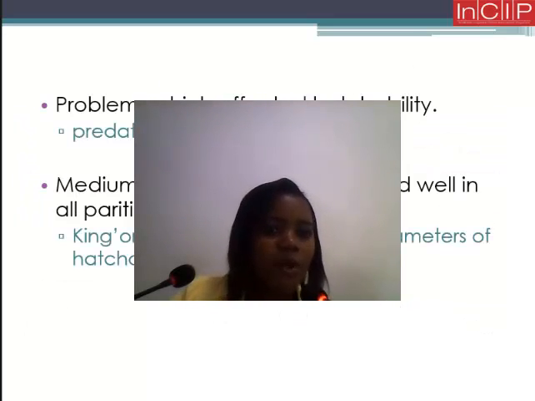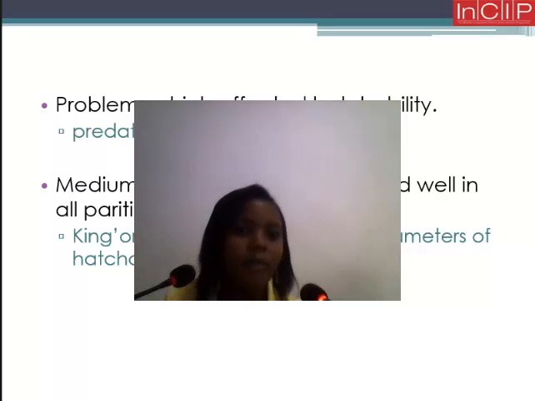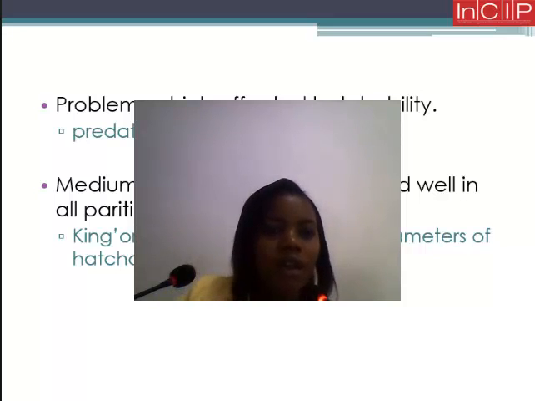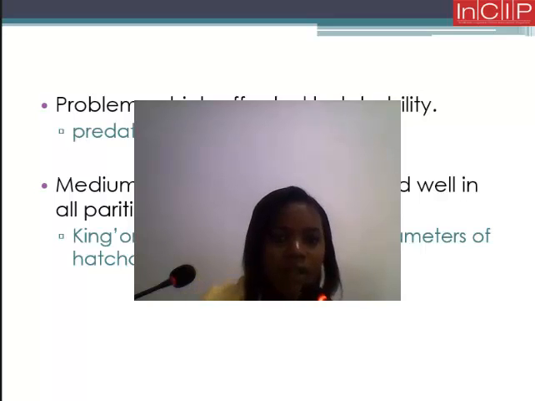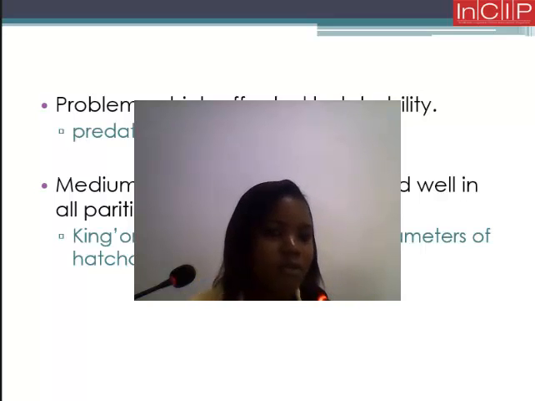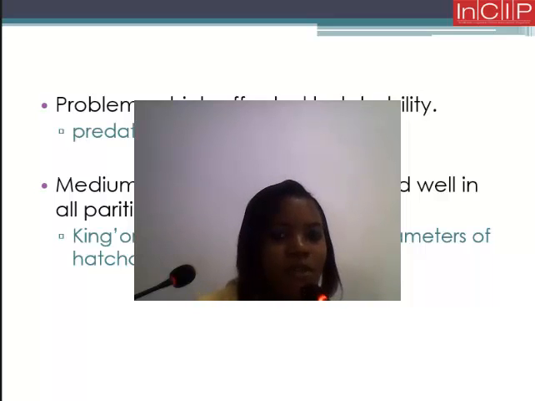However, during this project, there were several problems that affected hatchability. For example, predators, some animals would come and steal the eggs, and also the weather, because some eggs would get rotten. And as we saw that the medium-sized eggs hatched well, Kingori reported that the most influential parameter of hatchability was egg weight.